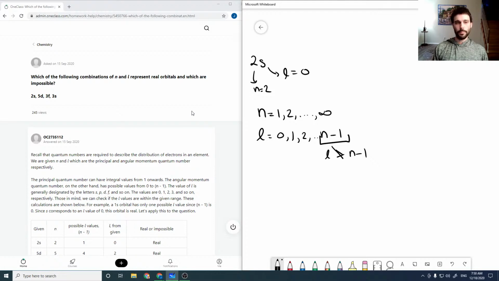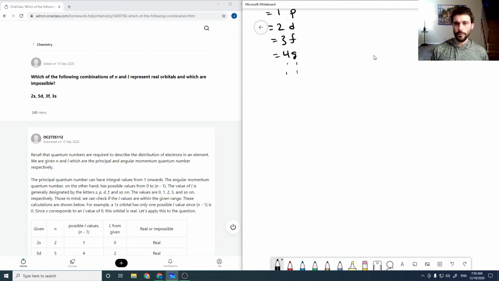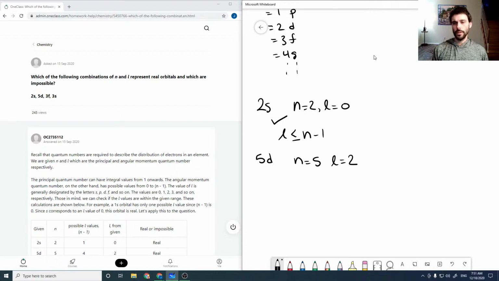And then just to link this back to our SPDF notation, l equals 0 is s, 1 is p, 2 is d, 3 is f, and from there it just goes alphabetical. Okay, so now back to the question. So for a 2s orbital, we have n equals 2, l equals 0. So that looks good because l is less than or equal to n minus 1. So 5d, n equals 5, l equals 2. So that looks good. l is less than or equal to n minus 1.